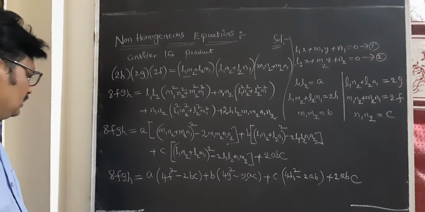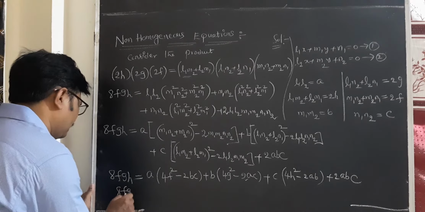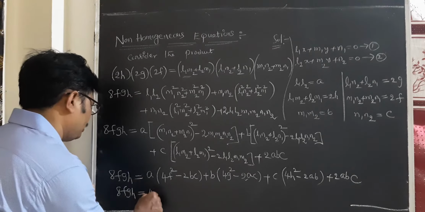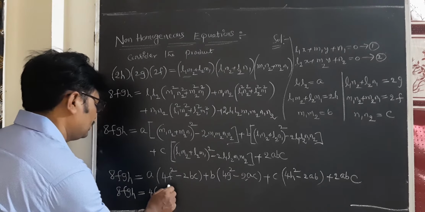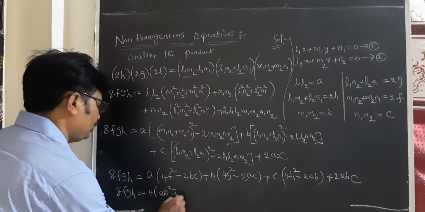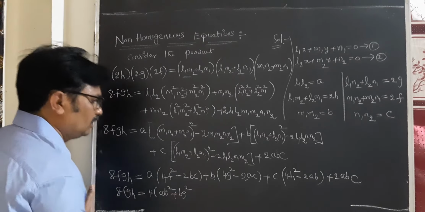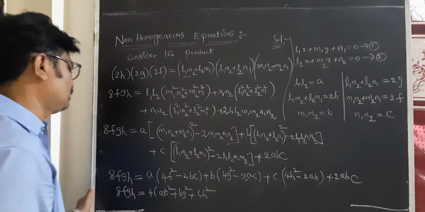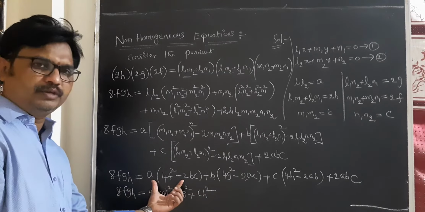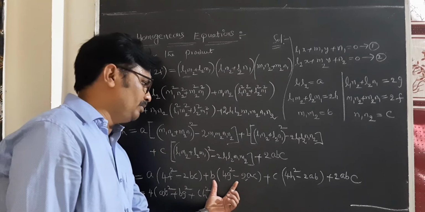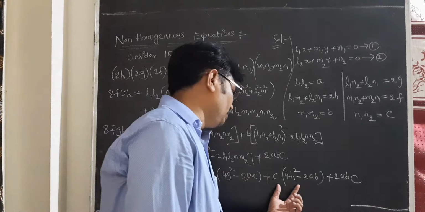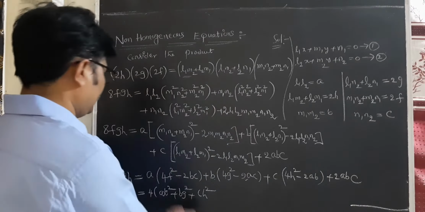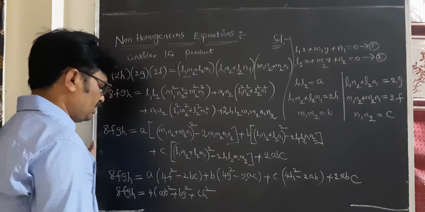Is it clear students? Now this is 8 into fgh. My dear students, what we observed here, this is 4 into af square, this is 4 into bg square, and this is 4 into ch square. After that students, what we observe, this is minus of 2abc, this is minus of 2abc, this is minus of 2abc. Here minus 2abc plus 2abc cancel. Therefore here minus 2abc minus 2abc, minus 4abc.